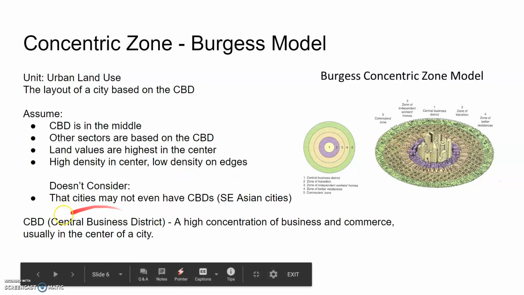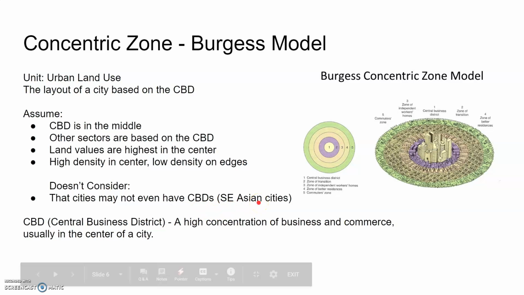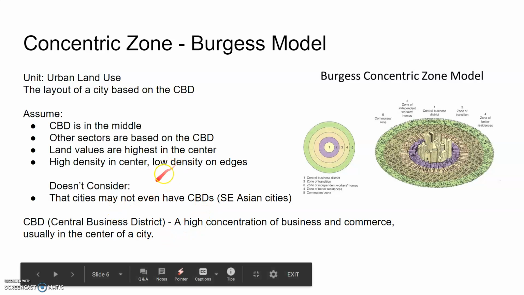neighborhoods. So what this doesn't consider is that cities might not even have CBDs. So countries in Southeast Asia, they don't necessarily even have a CBD.